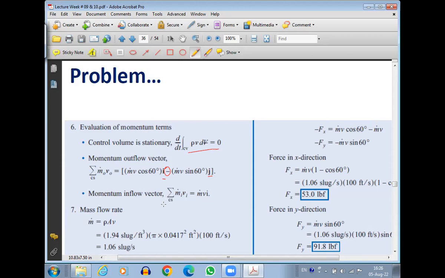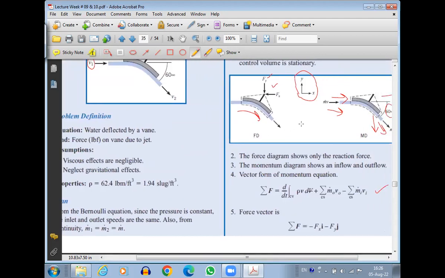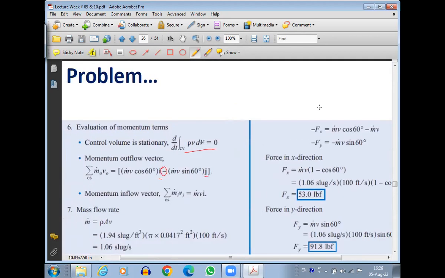The inflow vector will have only an x component, because the fluid is moving only in the positive x direction. There is no component in the y direction. Correspondingly, the summation of m dot i v i will be m dot v in the i direction.